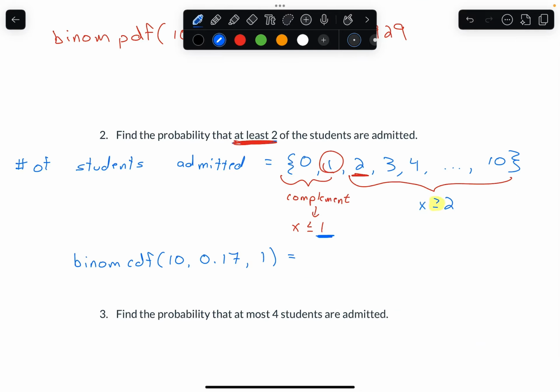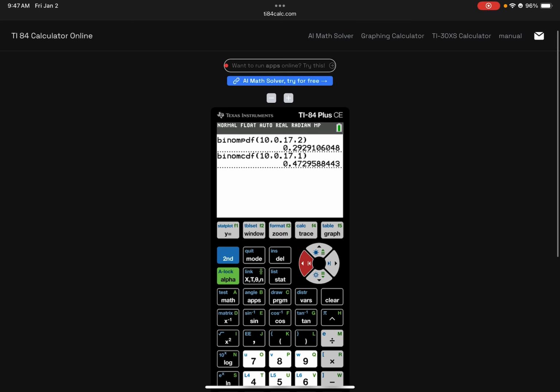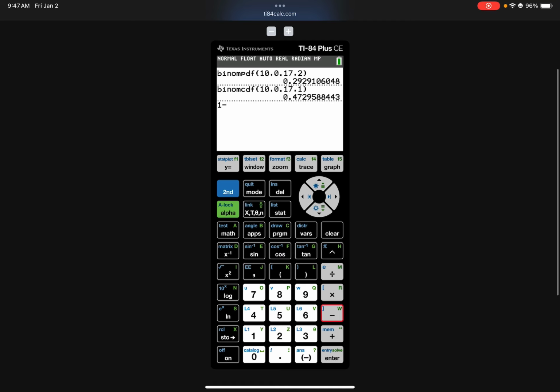So let me hop back over here. 0.4730. But remember, that's not actually what I want. This is the complement. That's not quite what I want. I still need to take this probability and subtract it from 1. So to finish this problem up, I want 1 minus 0.4730, and we can hop back to the graphing calculator to find out what that's going to look like. And if I scroll, 1 minus 0.4730, I should end up with 0.527.